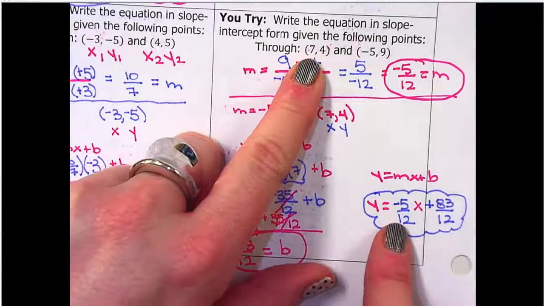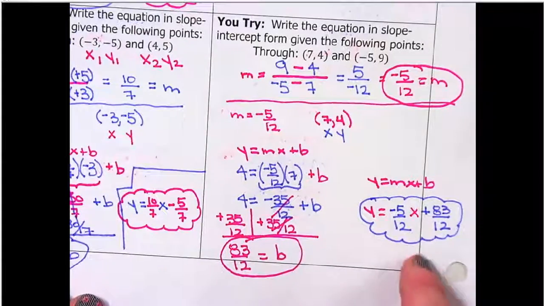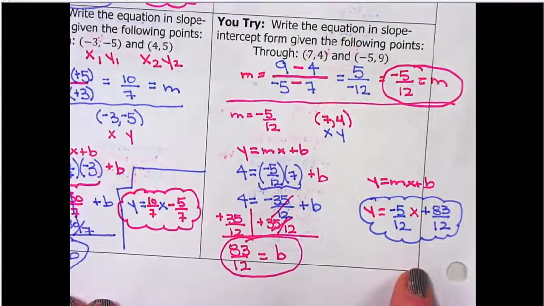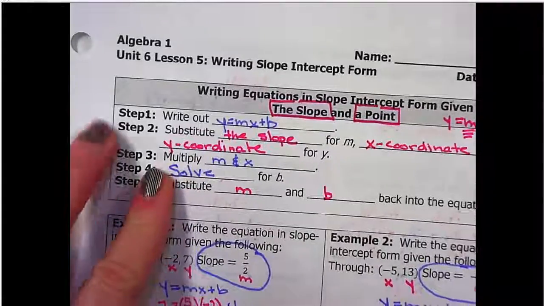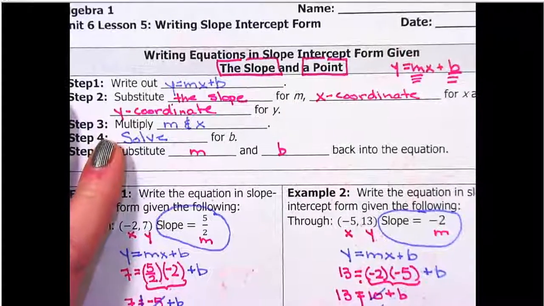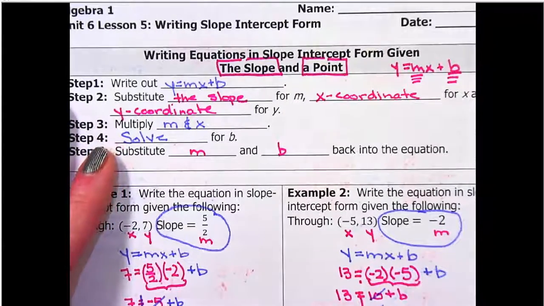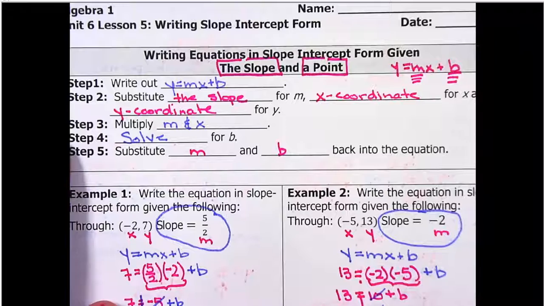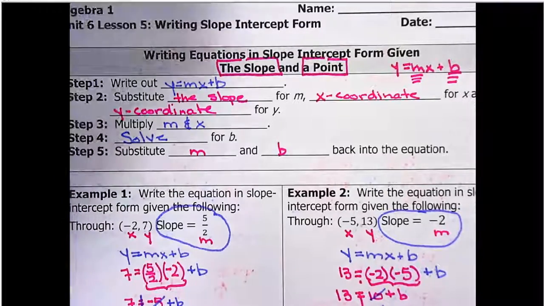All right, this concludes Unit 6, Lesson 5, writing equations in slope-intercept form, whether you're given the slope and a point of the line or just 2 points that lie on the line. If you have any questions, please ask your teacher. This concludes this lesson.